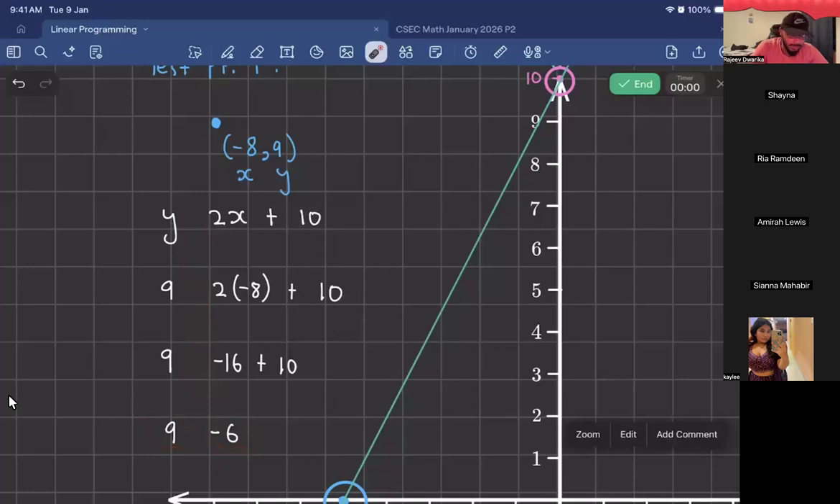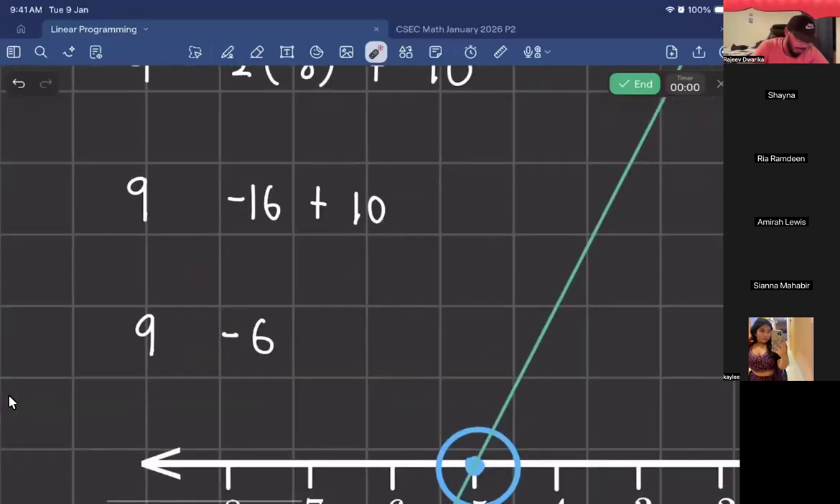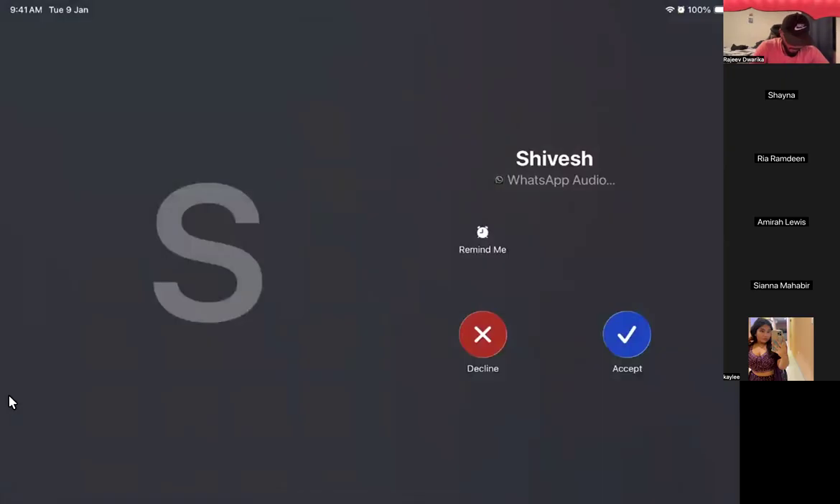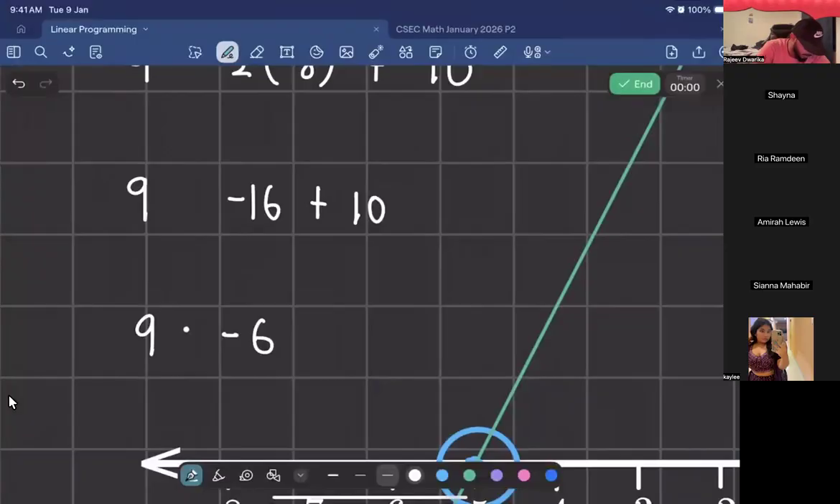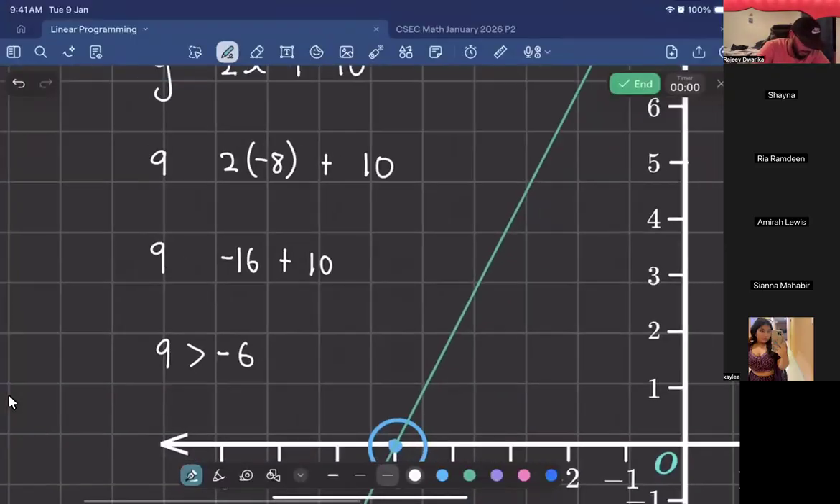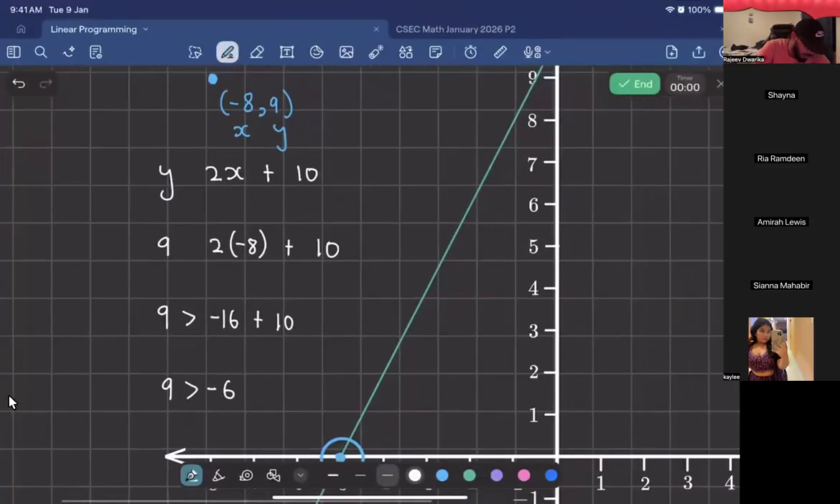I'm not trying to trick you at all. That's an objective question. No. Which one is bigger? I would say 9 is more than -6. And I would just go up the line. Does that make sense? Yes, sir.